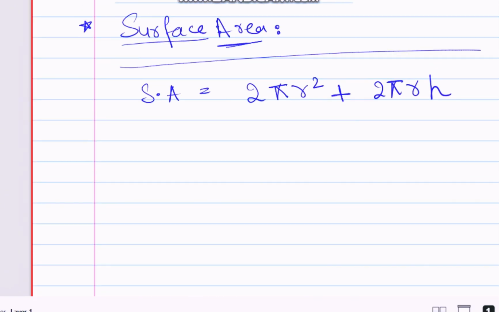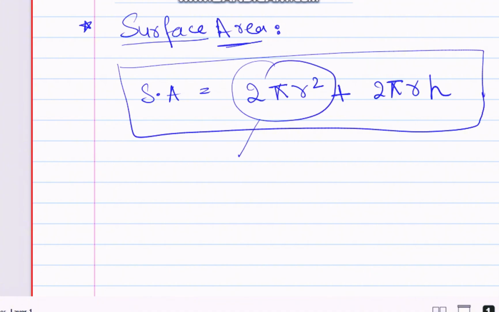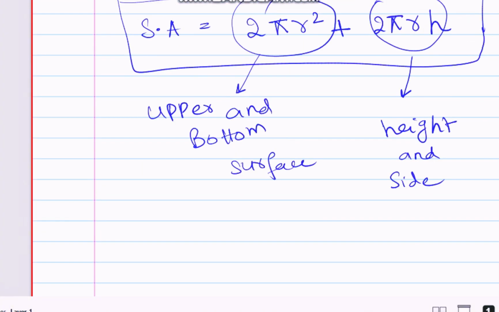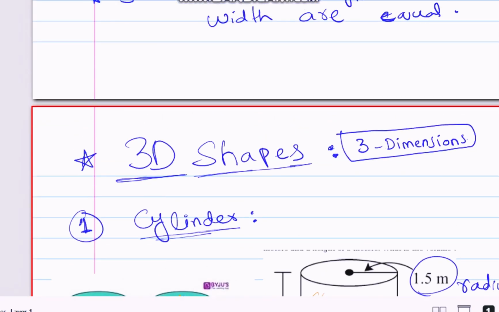If someone asks you what is the surface area of the cylinder, you will write this. One part of the area comes from the upper and bottom surfaces, and the other part comes from the height and side surface. This is the surface area.